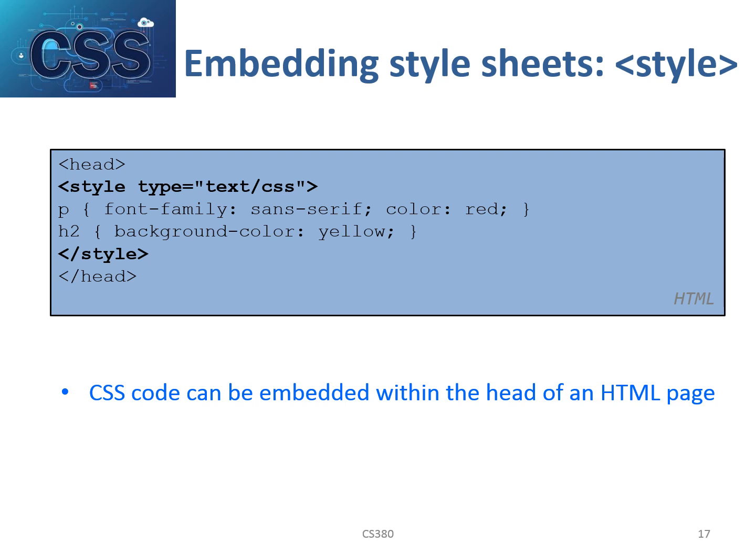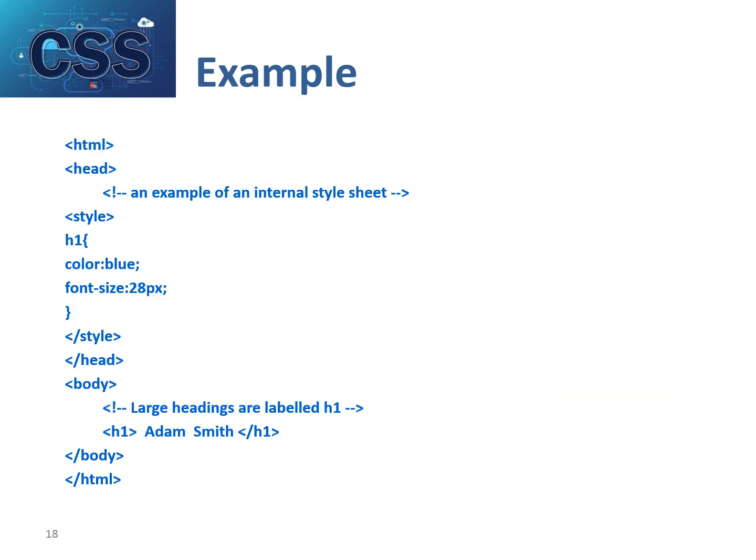CSS code can be embedded within the head of an HTML page. This is a detailed example. So for this internal level, the style should be specified inside the head tag. We can see the HTML tag, the head tag, and after that the style tag. The style tag contains all the HTML elements where the style is required. Here H1 is the tag where style needs to be applied. H1 is the selector, and the corresponding property value pairs are included.